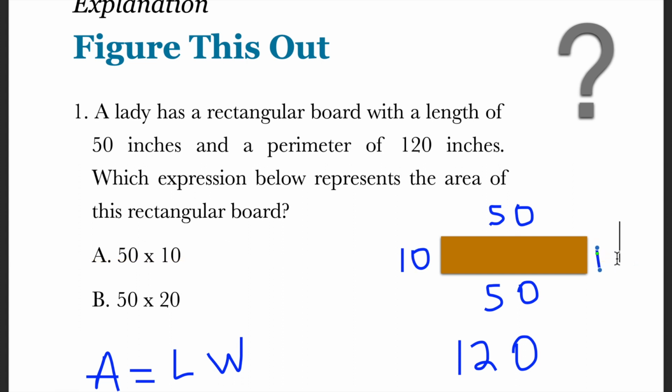And if you add this up, you would see that this has a perimeter of 120. 50 plus 50 is 100, and 10 plus 10 is 20. This is a perimeter of 120. So now I know that area equals length times width. All I have to do is take one length times one width, and that's going to be equal to the area. And so A is the correct answer, because A, 50 times 10, is going to be equal to the area of this rectangular board. That's the answer to this problem.